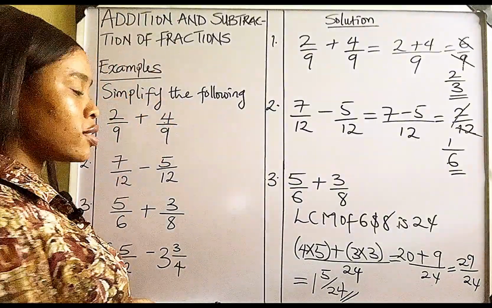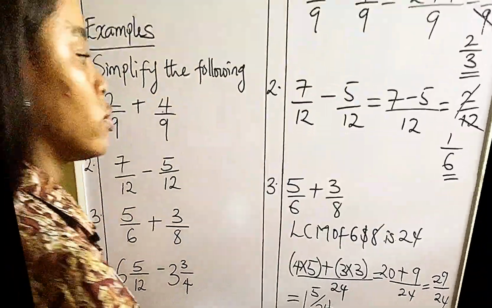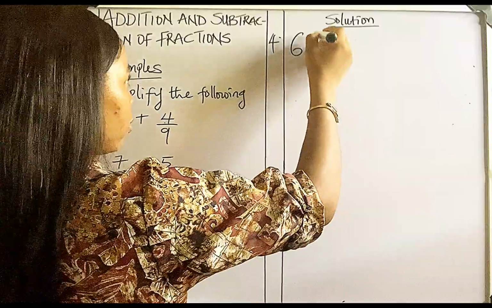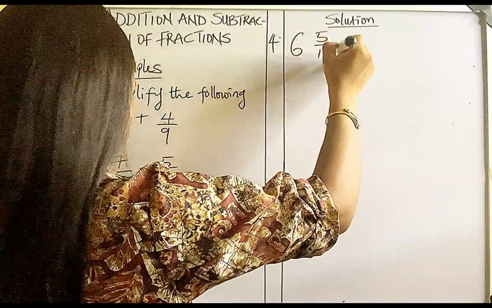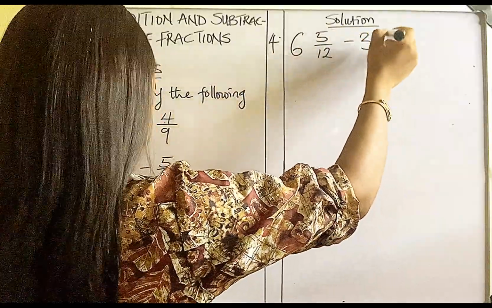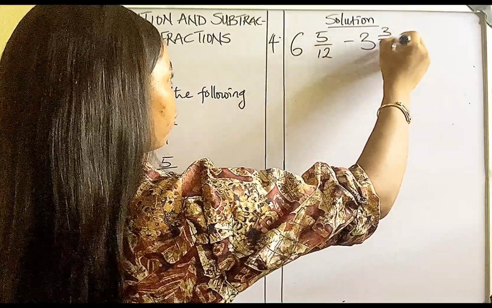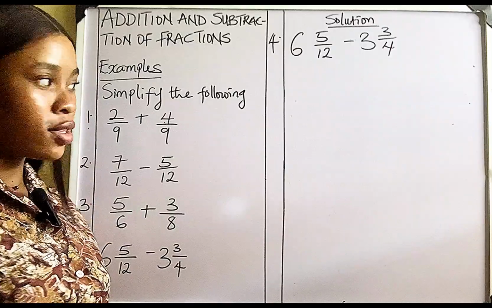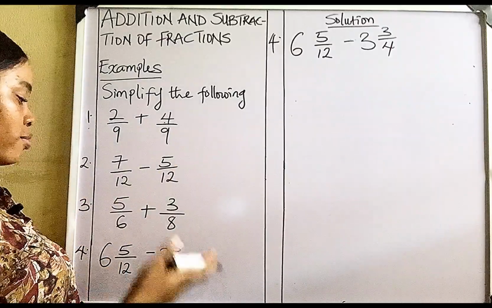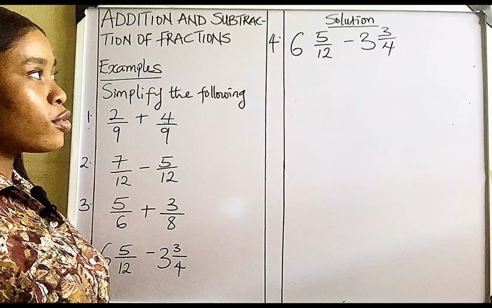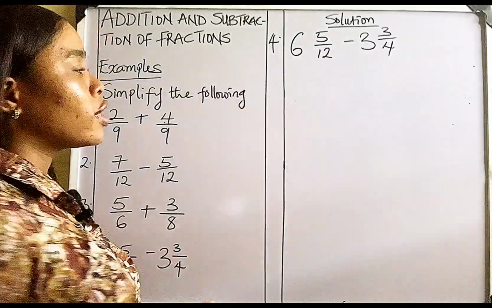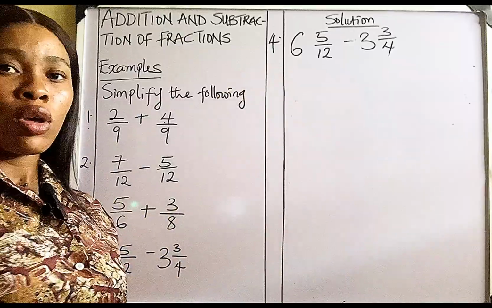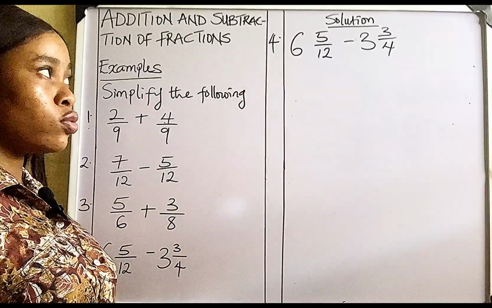Okay, now let's look at the next question. Question 4 says 6 whole number 5 over 12 minus 3 whole number 3 over 4. Now you can see that this is quite different from the previous example, so there's no need to freak out. Let's take this step by step. For this particular kind of question, you can solve this in 2 ways.